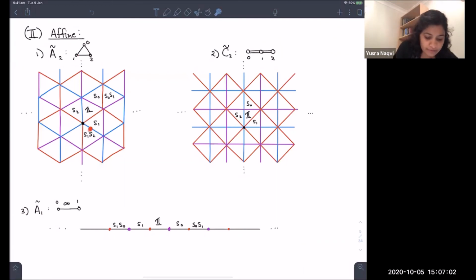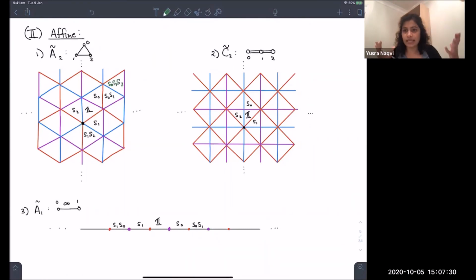So this is my little familiar hexagon finite picture that I had. But now I also have S0 that takes me in a different direction. And I can label every single one of these triangles with an element in my Coxeter group. So if I went out to this simplex over here, because I'm crossing a blue panel over here, I know that I'm going to right multiply by S2. So this element would be S0, S1, S2.